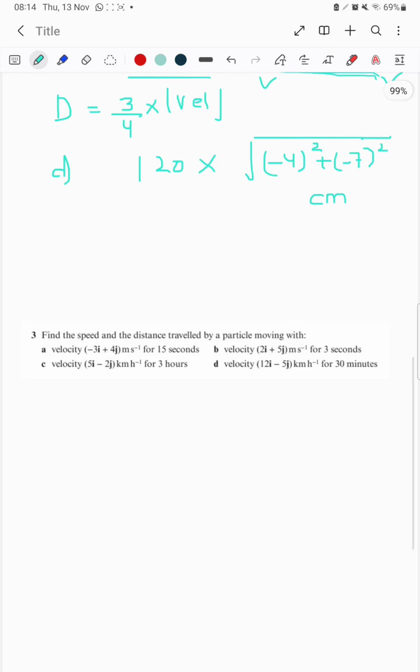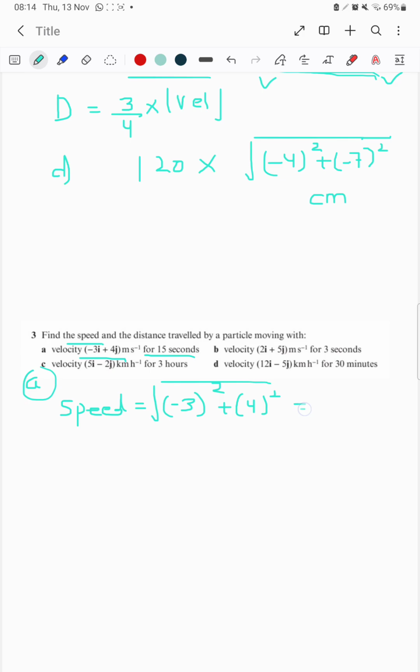Next question is find the speed and the distance traveled by the particle moving with the given velocity. First question, the velocity vector is given as this, for 15 seconds. Here we need to apply a particular way because they are asking for speed. So speed means we have to find the magnitude of velocity. So for A part, it will be negative 3 squared plus 4 squared and square root, that is equivalent to 5 meters per second. And for 15 seconds you need to find out the distance traveled. So distance is equal to time multiplied by the speed, so it is 75 meters.